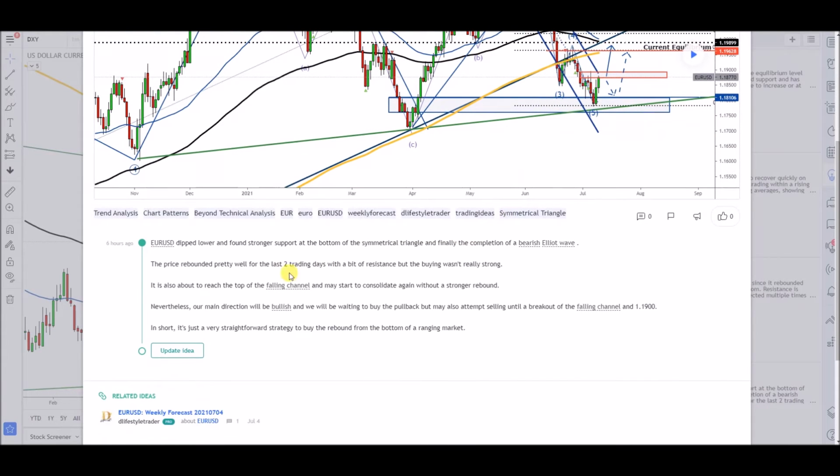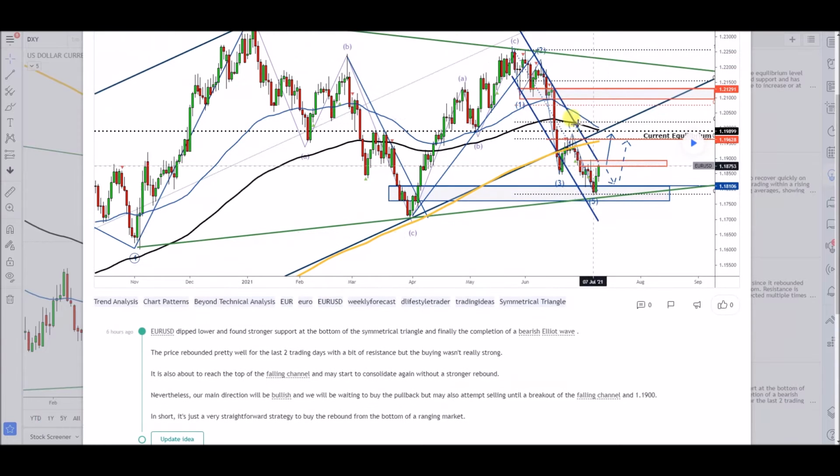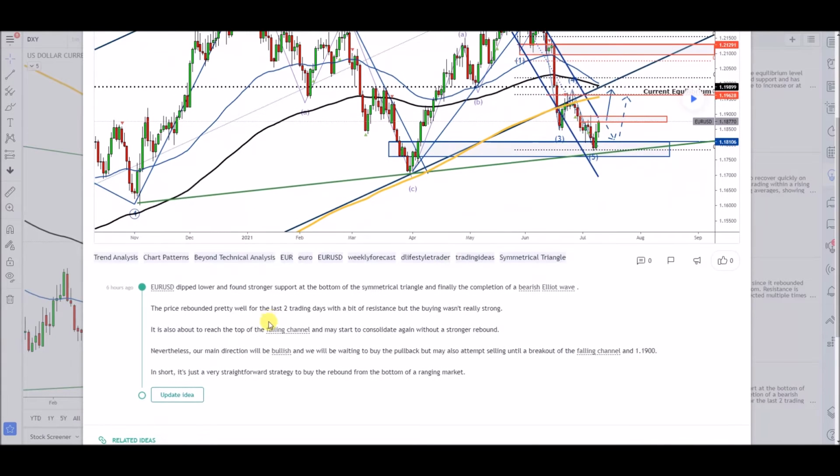It is about to reach the top of the falling channel and may start to consolidate again without a stronger rebound. You can see that this is the falling channel and it is about to reach the top. Nevertheless, our main direction will be bullish, and we will be waiting to buy the pullback, but may also attempt selling until a breakout of the falling channel and the 1.1900 level.